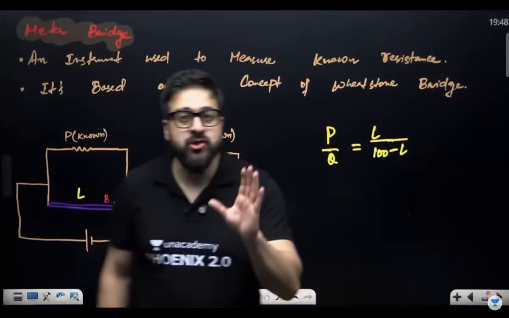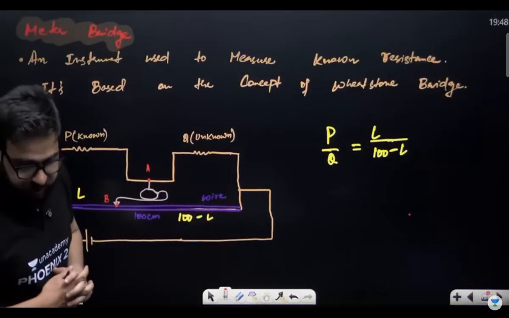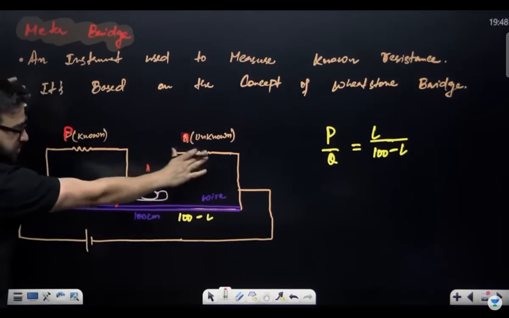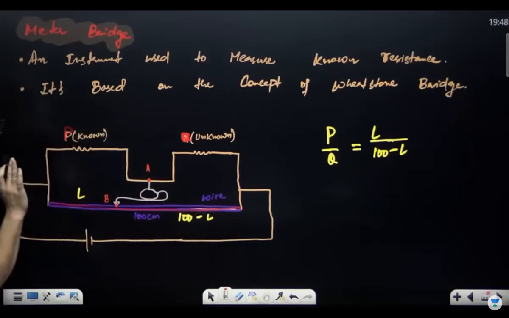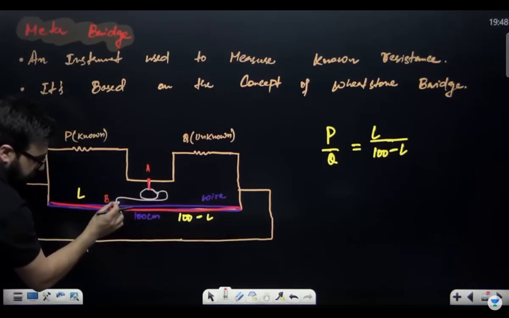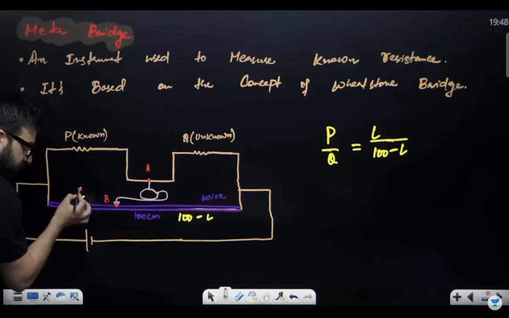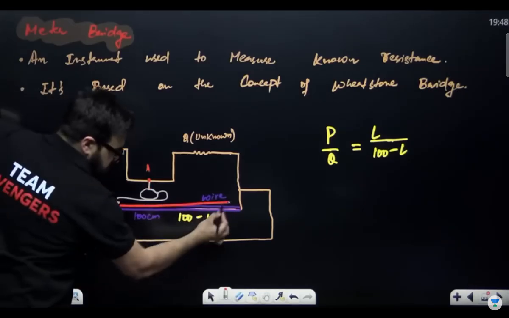Meter bridge is an instrument which is used to measure the unknown resistance, my dear NEET aspirants. This is the known resistance, this is the unknown resistance, and there is a 100-meter wire connected over here. This is a galvanometer. We keep on sliding this jockey until we get the balance point. Let's suppose we get the balance point at length L. So this distance is going to be 100 minus L.